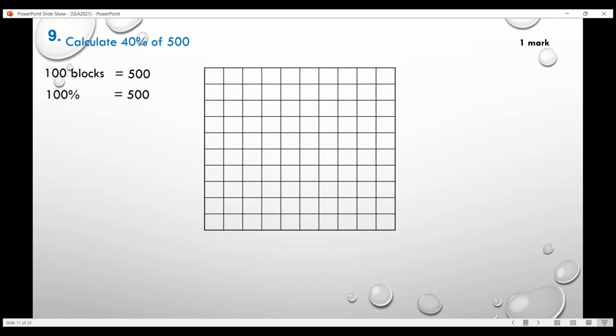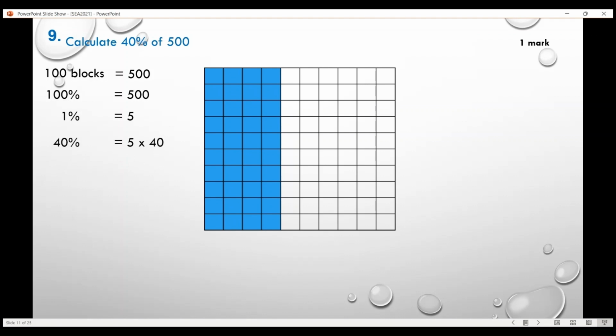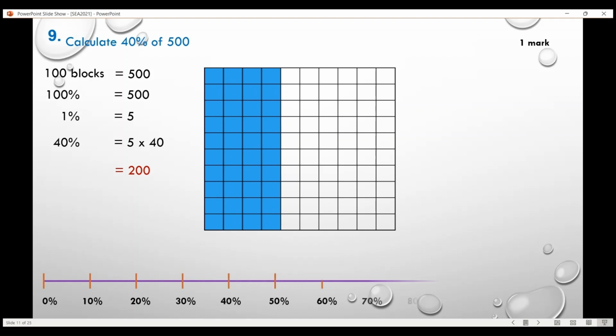So if that is the case, what is 1% equal to? 1% is equal to just 5. And how many percent do we want? We want to calculate for 10, 20, 30, 40%. So if 1% or one block is 5, 40% will be 40 times 5. And that works out to be 200. That's one way to do it.